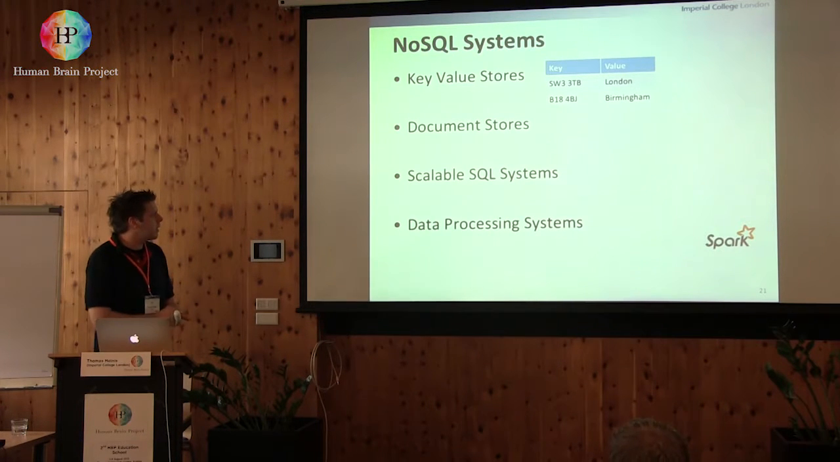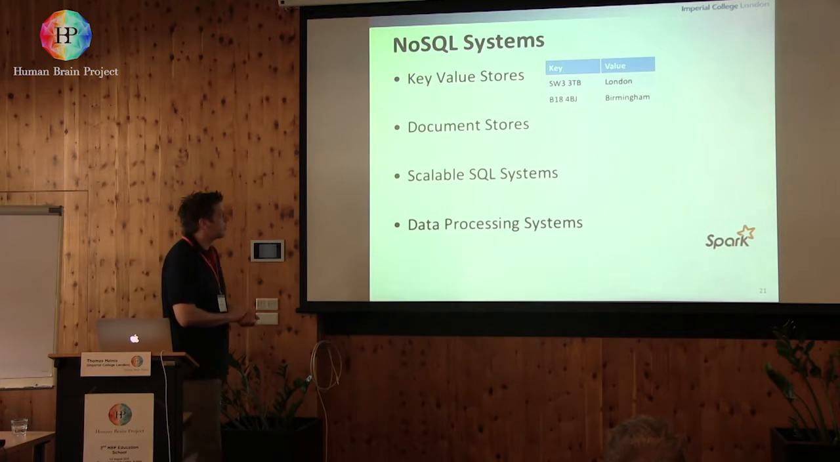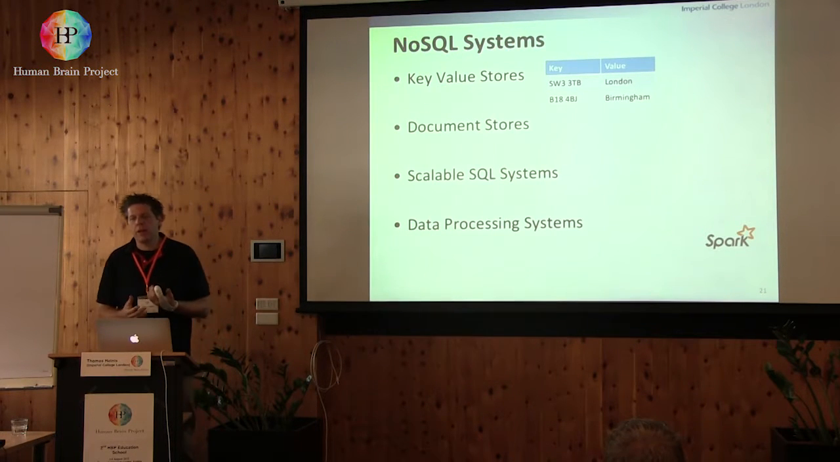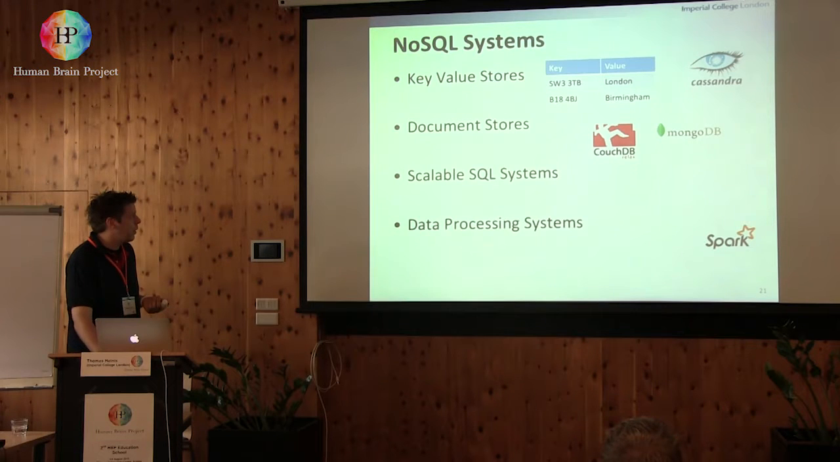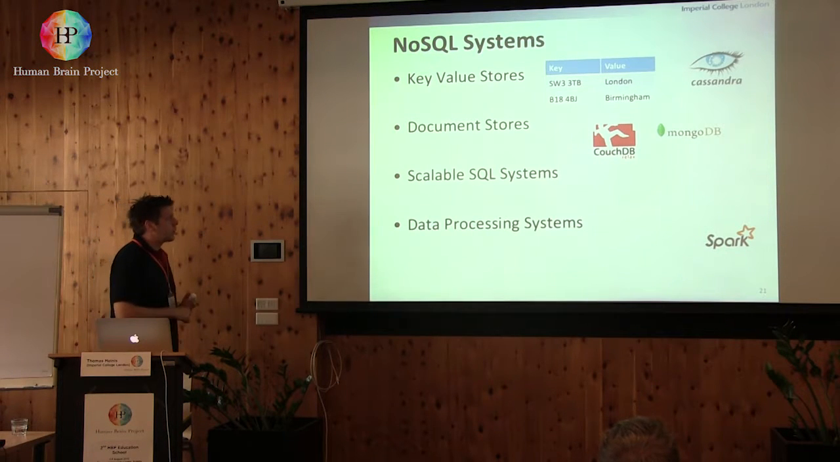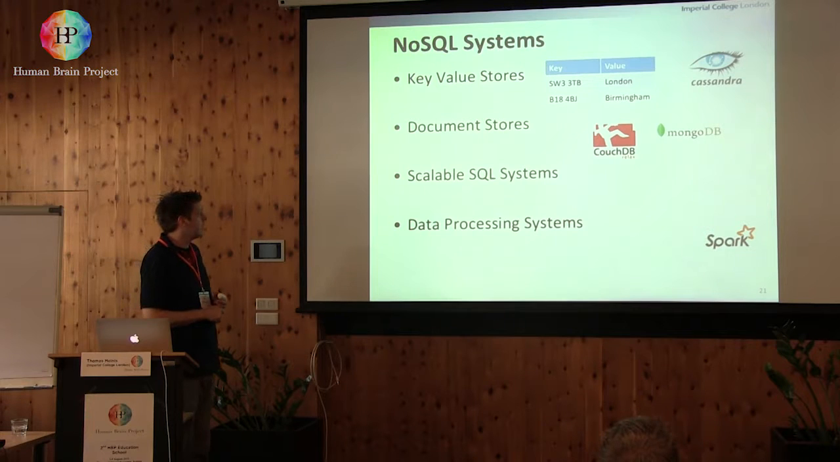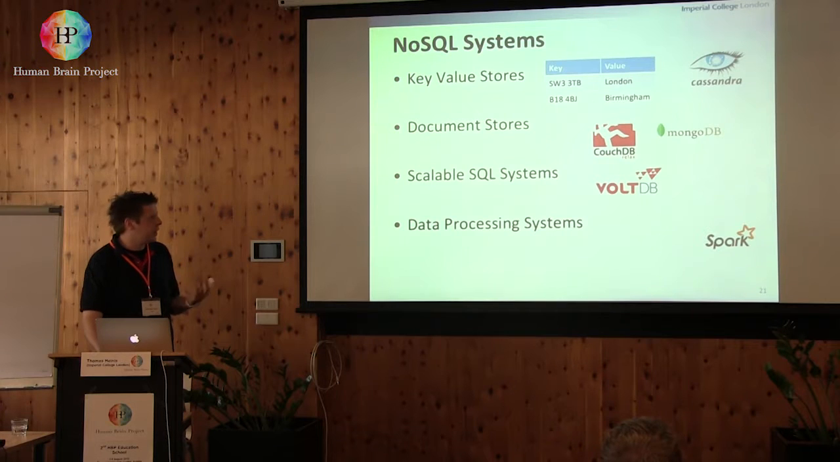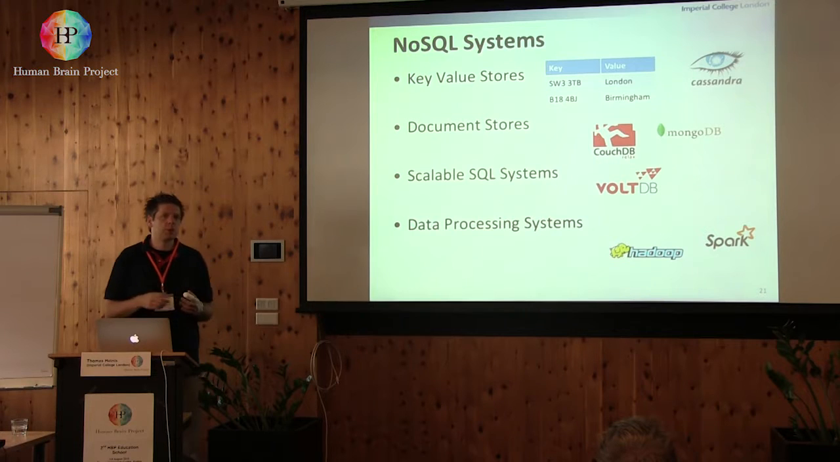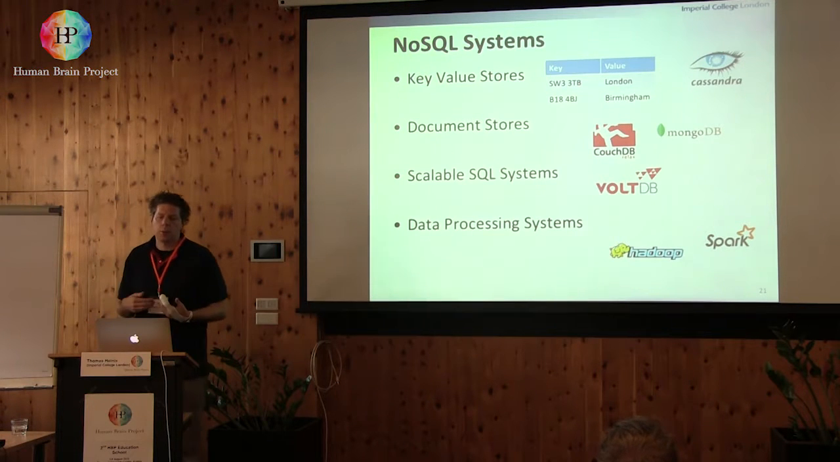So just to get back to the different classes of NoSQL systems: key value stores. There are several of those. I'm just going to mention Cassandra, an Apache project that is kind of the reference implementation today. Document stores, I mentioned already, you have CouchDB and MongoDB, which are used broadly. Scalable SQL systems, I just want to mention MongoDB there, and then finally data processing systems. There we have Hadoop, and for example Spark, which is analytics on top of Hadoop.